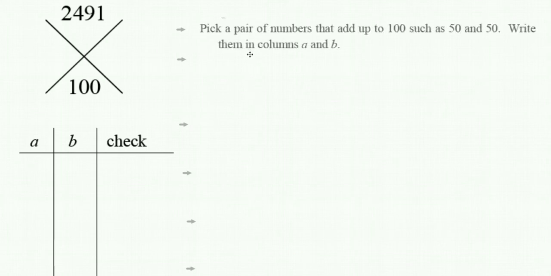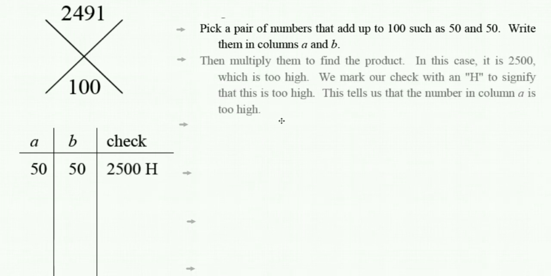Let's find out. Okay, but before we do that, let's do a big number here. Let's find out how to get the, let's say, the factors of 2,491 and the sum of 100 using guess and check again. Okay, and in this case, pick a pair of numbers that adds up to 100, such as 50 and 50, and write them in columns A and B. So this is 50 and that's 50. You end up with 2,500, which is higher than 2,491.